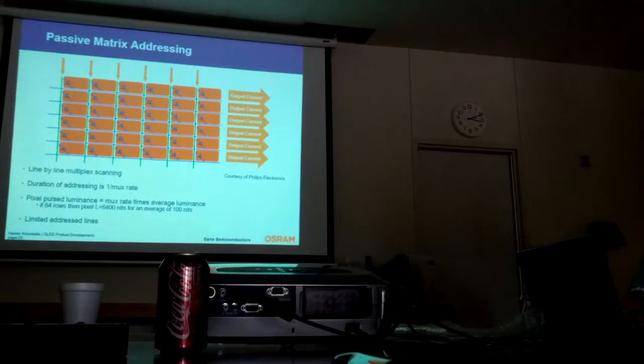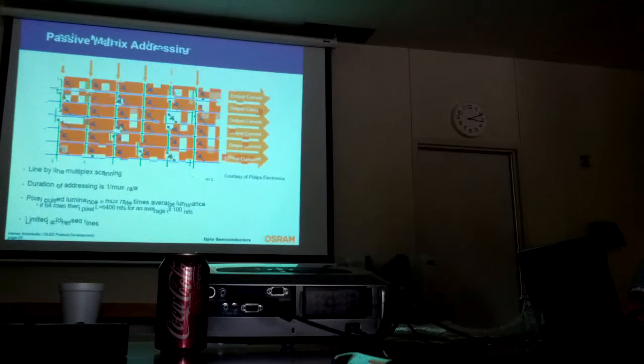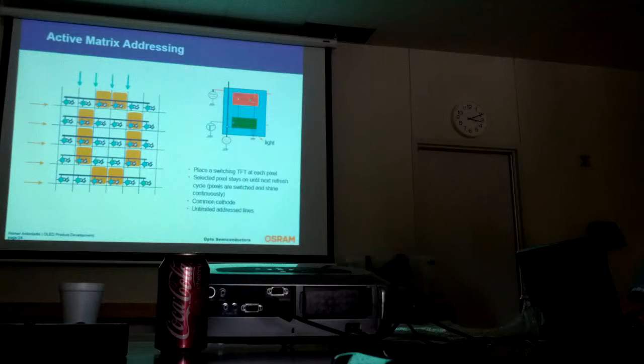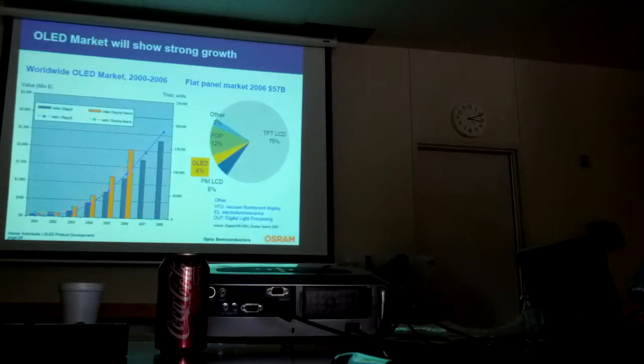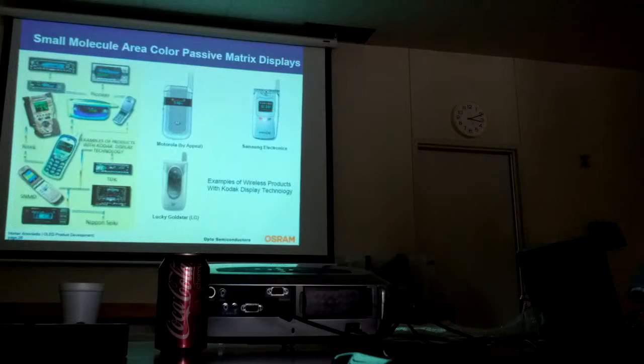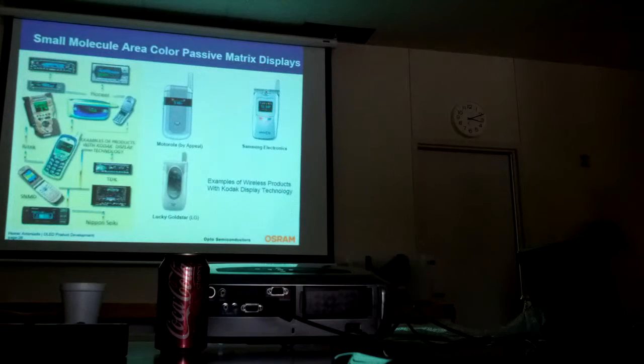And again, we have a matrix. We're addressing it in matrix form. We can have active or passive. And they're just showing us all the different devices that you find these in. So probably several of you have got OLED displays in your smartphones.